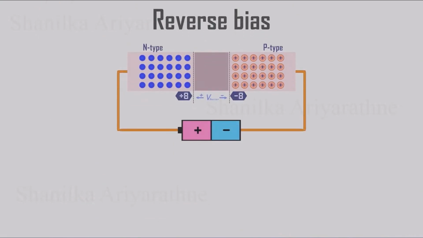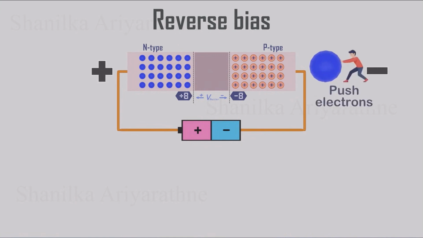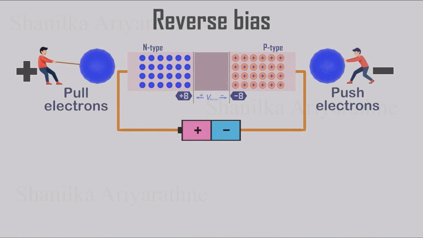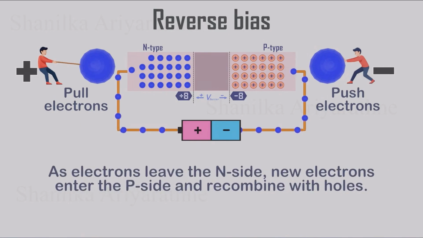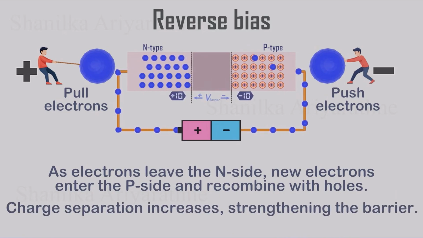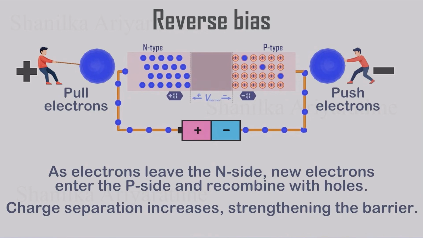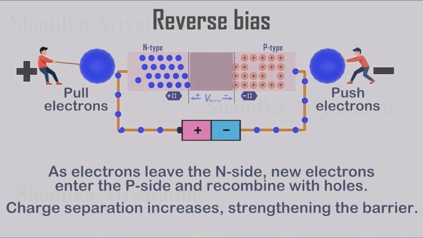Now let's look at reverse bias. In this case, the negative terminal of the battery is connected to the P-type side, and the positive terminal is connected to the N-type side. The negative terminal pushes electrons in the P-type region toward the junction, while the positive terminal pulls electrons away from the N-type region. As electrons are pulled away from the N-type side, electrons entering the P-type side recombine with available holes. This increases the charge separation at the junction, making the potential barrier stronger and the depletion region wider.